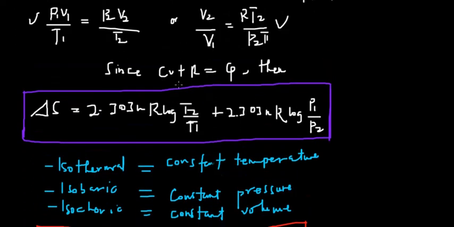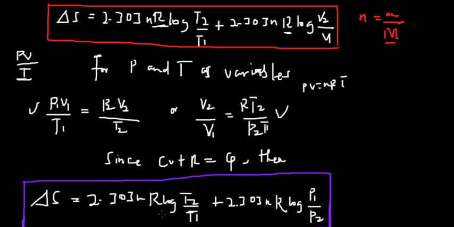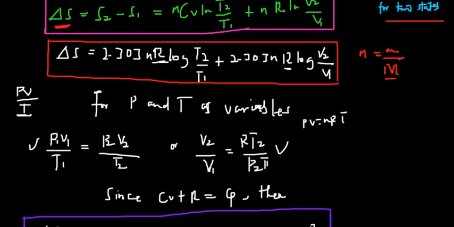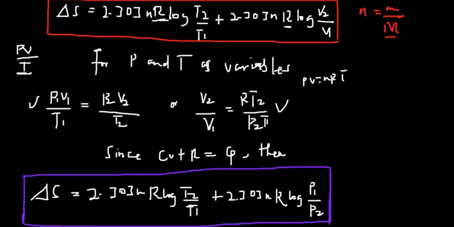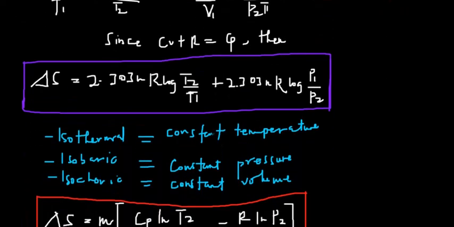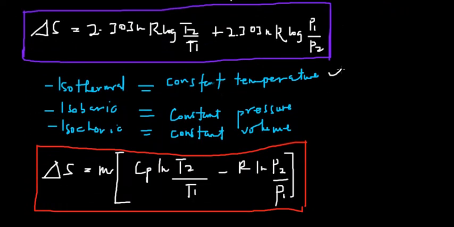Now, since we know that Cv plus R, the gas constant, is equal to Cp, we could also write entropy in this form. That's why I stated that the second law is all about entropy, and the question will require you to use certain equations that you need to keep in mind, and you have to know which equations to use. You need to keep these three in mind.